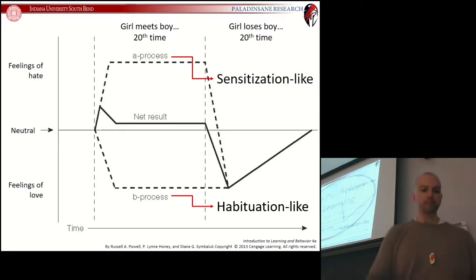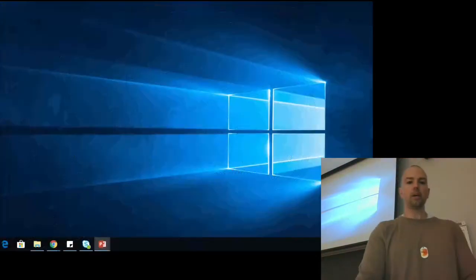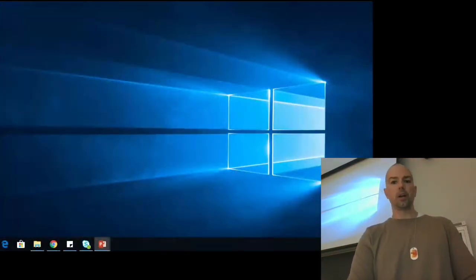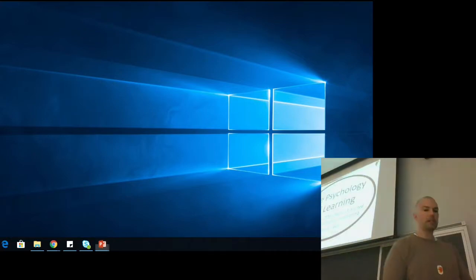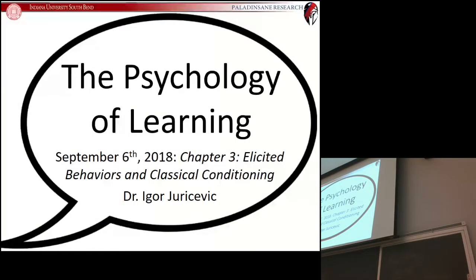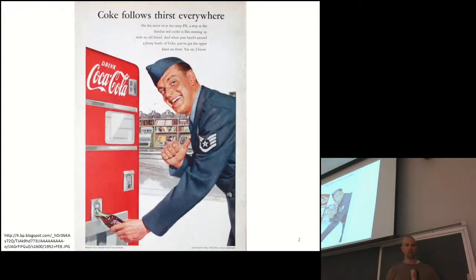All righty. So what we're going to do now is continue our look at Chapter 3, but specifically we're now going to turn to classical conditioning. For the rest of today, we're going to take a look at classical conditioning, and we're going to use it to analyze something that is used to change a lot of people's behaviors, something that definitely involves principles of learning. We're going to take a look at advertisements.